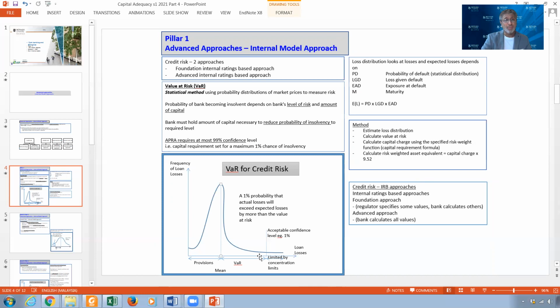So in this case, you have to estimate the loss distribution, which means you have to calculate how much the losses are, and you have to have this distribution for all the losses. And then you have to calculate the VAR. After you calculate the VAR, you transfer this VAR to the capital charge. You multiply it by 9.52, and you get the risk-weighted assets.